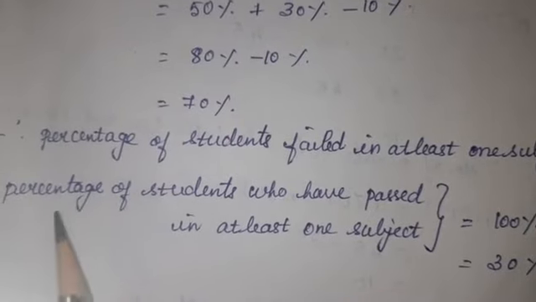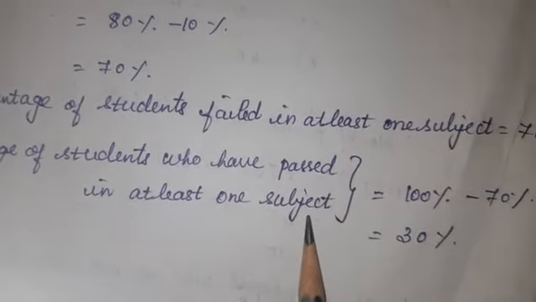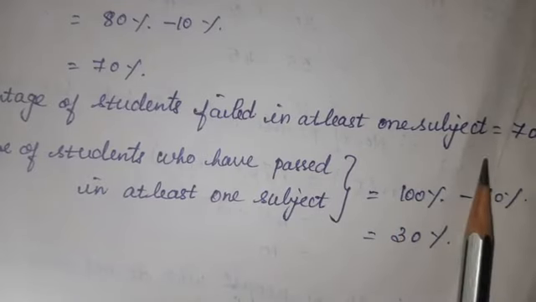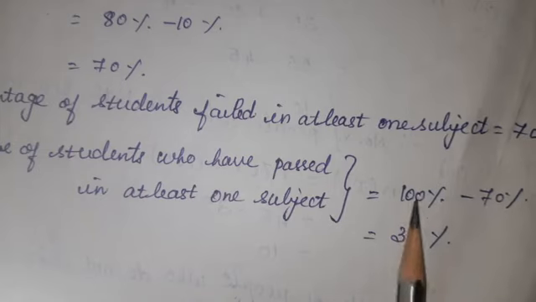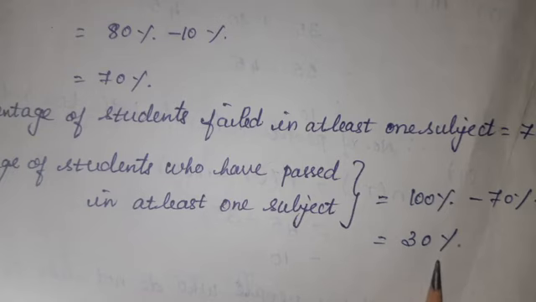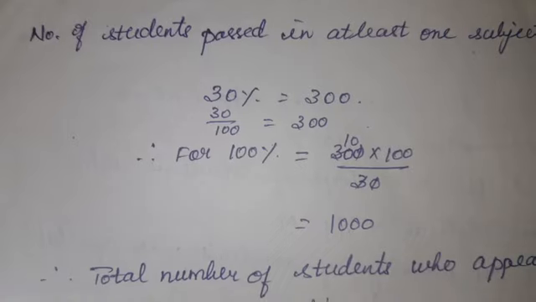Next I am finding the percentage of students who have passed in at least one subject, which is 100 minus 70, that is 30%. That means passed students is 30%. Our question is asking to find the number of students who appeared in the examination.